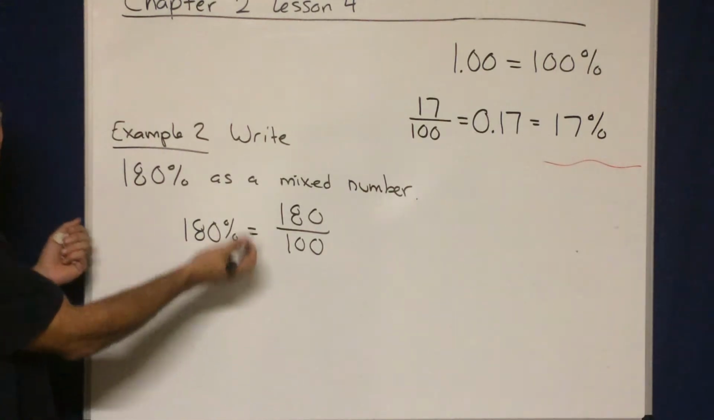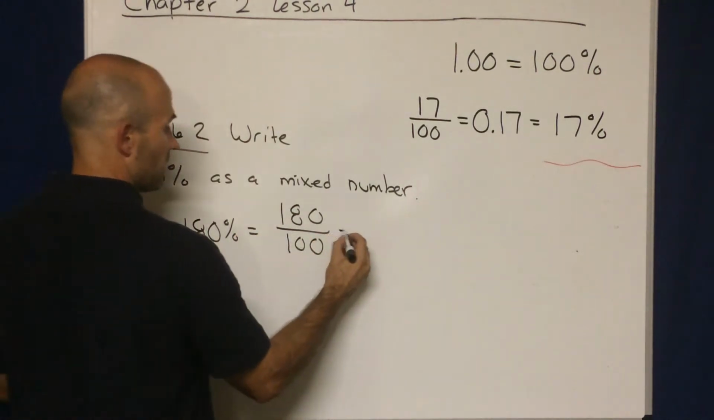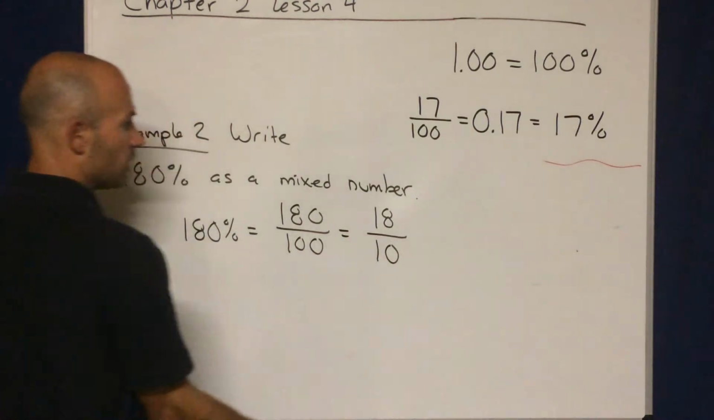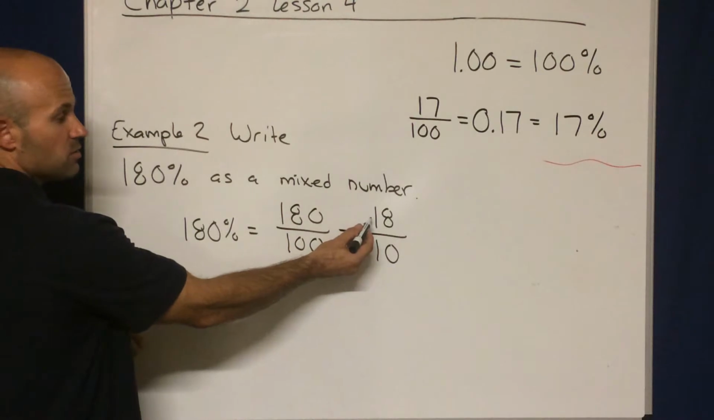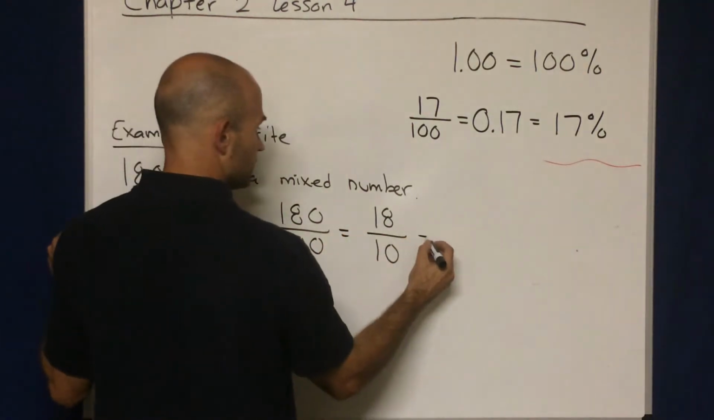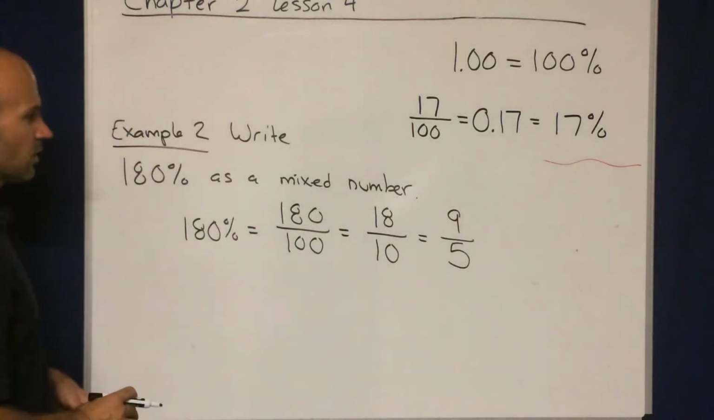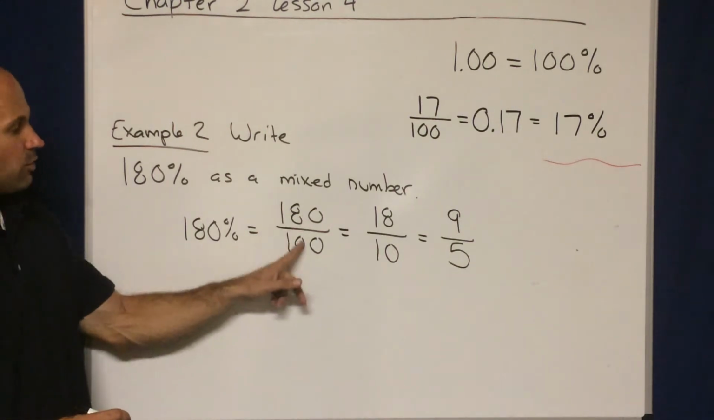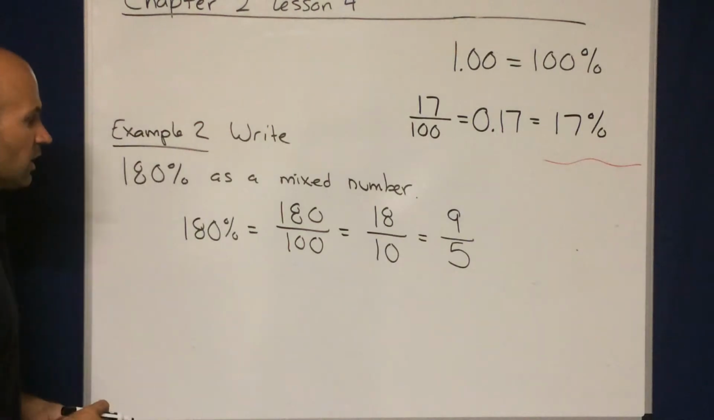For me, the factors of 10 jump out right away. So if I divide numerator by 10 and denominator by 10, I get 18 over 10. And it looks like I can reduce even further. Divide my numerator by 2 and my denominator by 2. Perhaps you saw that you could have divided both numerator and denominator here by 20 and jumped to this in one step, and that's great.